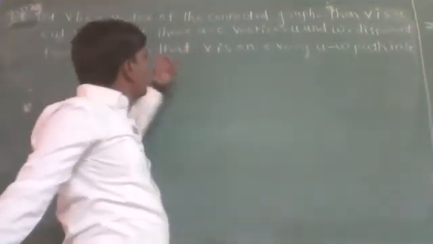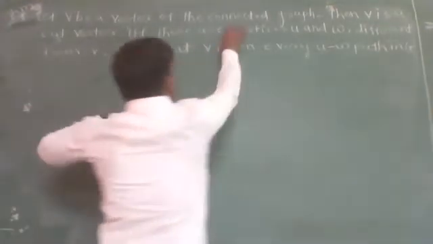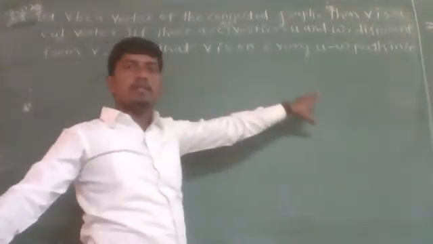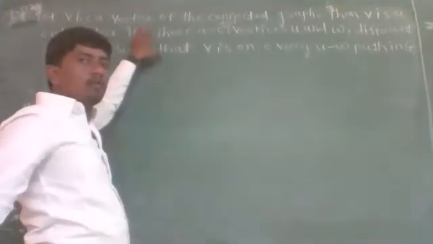Here we have to prove that if V is a vertex of the connected graph G, then V is a cut vertex of graph G if and only if there are two vertices U and W in G different from vertex V such that V is on every U to W path in G. Since this is an if and only if statement, we have to prove it in two steps. The first part is the only if part.